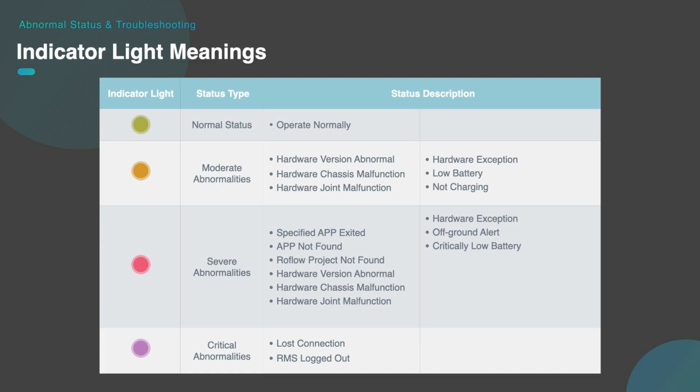Red indicates severe abnormalities, including specified app exited, app not found, raw flow project not found, hardware version abnormal, hardware chassis malfunction, hardware joint malfunction, hardware exception, off-ground alert, or critical low battery. Purple indicates critical abnormalities, including lost connection, and RMS logged out.